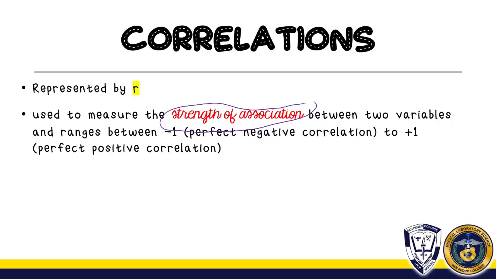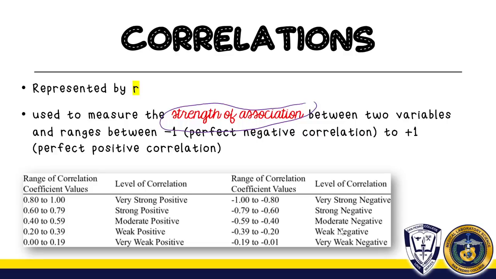This measure of the strength of association between two variables may range between -1 and +1. A -1 means there is a perfect negative correlation and a +1 means there is a perfect positive correlation. Now, recall this table. Other than telling you either to reject or not reject your null hypothesis, we also need to emphasize the level of correlation.